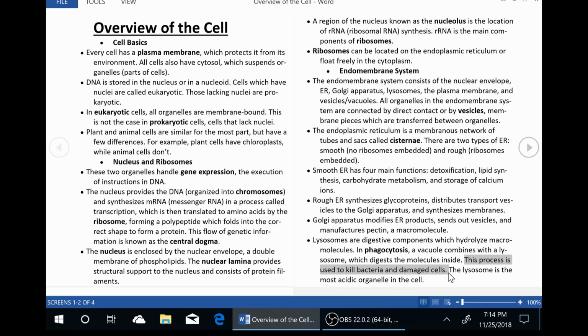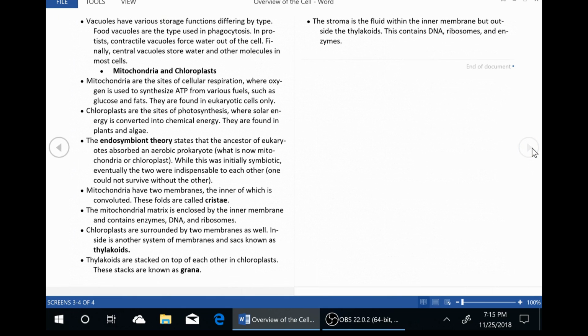In some cases, it can also be used to destroy bacteria and damaged cells, because a lot of times damaged cells can do even more damage to cells around them if they're not destroyed, and so phagocytosis is often used to destroy damaged cells. So the lysosome, for that reason, is the most acidic organelle, because that is the environment that is most suited to destruction of various macromolecules.